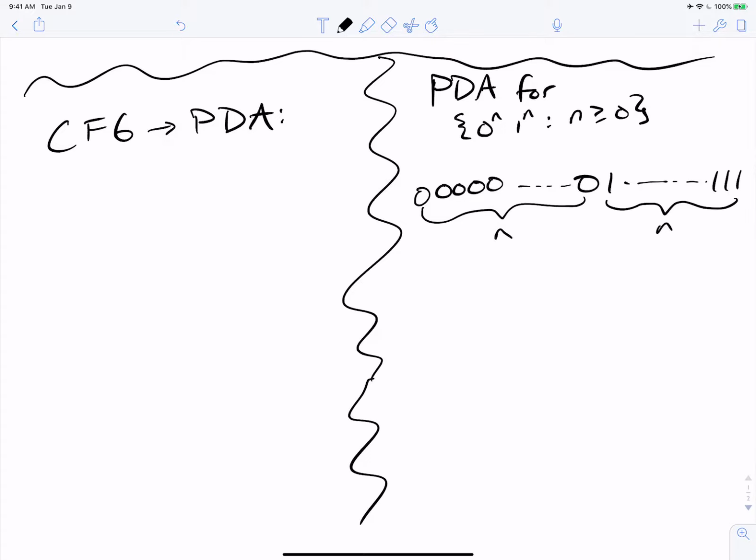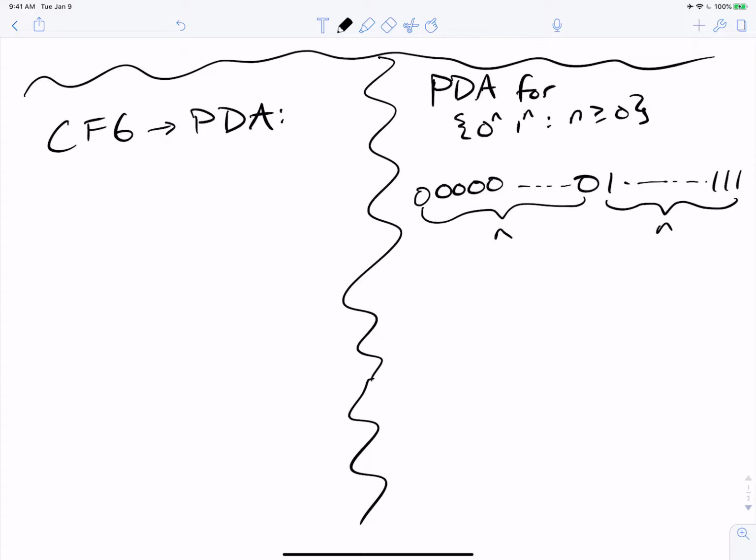Could you stack all the zeros until you finally hit a 1 and then start popping them off every time you hit a 1 and see if you get the same? Right, exactly. Because the zeros are first and you have to match the ones to the zeros, why don't we just put all the zeros on the stack, and then once we start reading the ones, we pop off the zeros in tandem with reading the ones. So when we read a 1, we're going to pop a 0 off the stack.